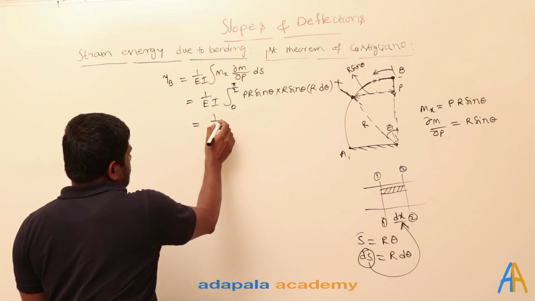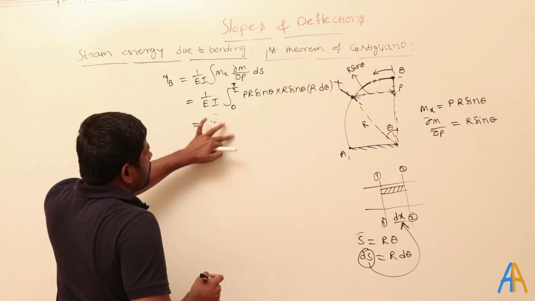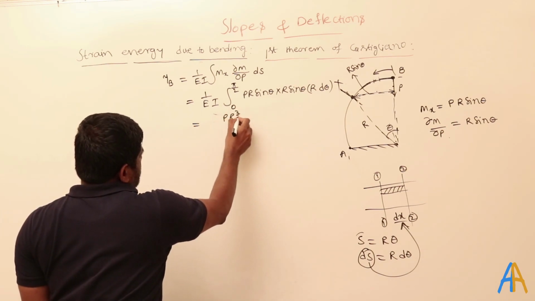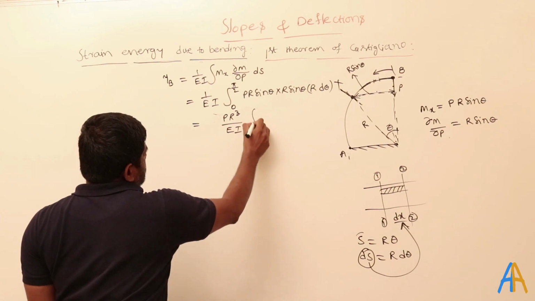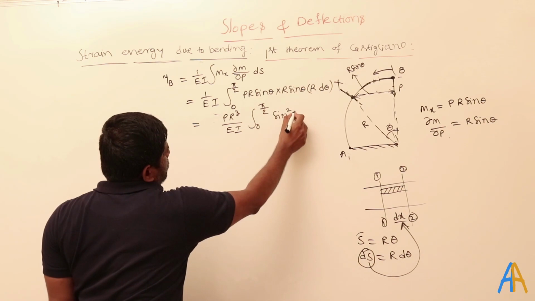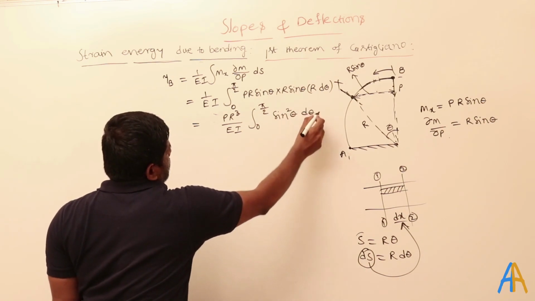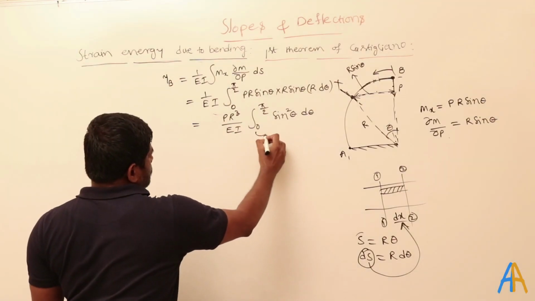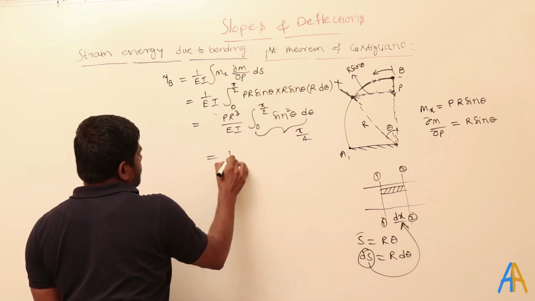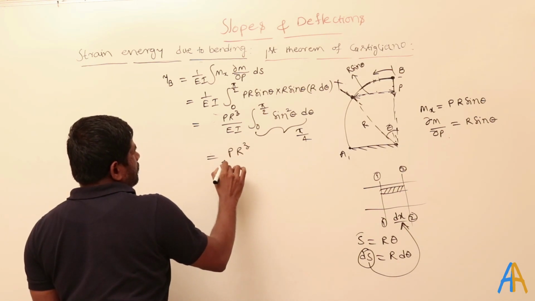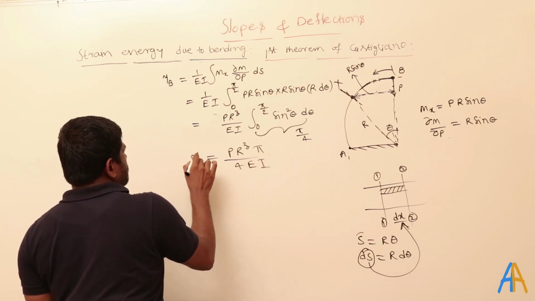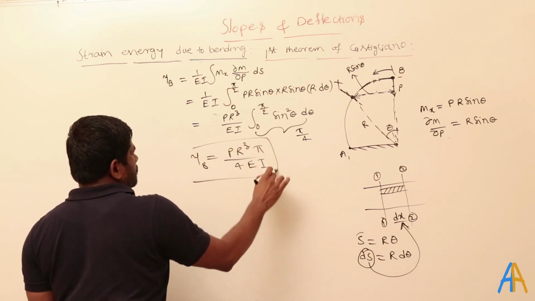Then P r is constant. How many r's are there? Three r's. So P r cube divided by EI, integral 0 to pi by 2 of sine square theta d theta. And its value is pi by 4. So it will become P r cube divided by 4 EI times pi, that is P r cube pi divided by 4 EI. This is how we find this.